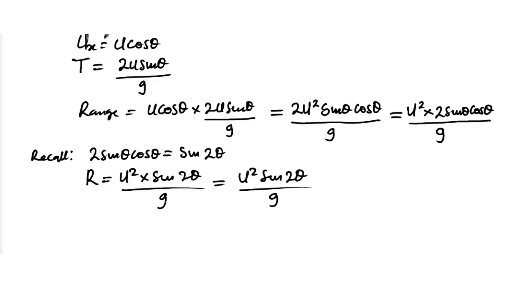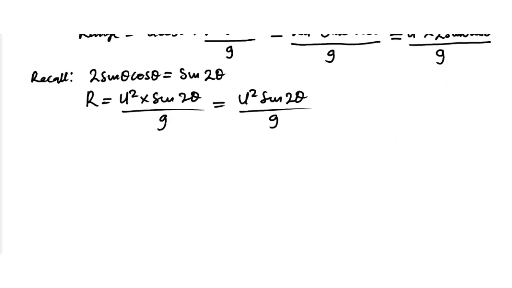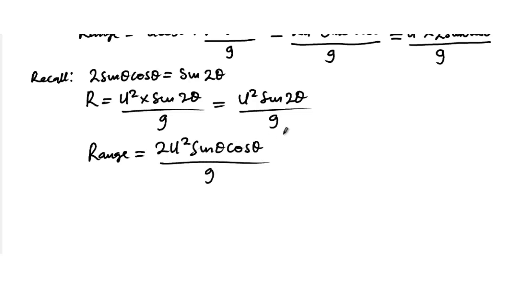All right. Or we can put it this way. We can say range is equal to the way it was written previously, that is 2u square sine theta cos theta over g, which is the same thing as u square sine 2 theta over g. So any of these two formulas will produce the same result if you are calculating range.